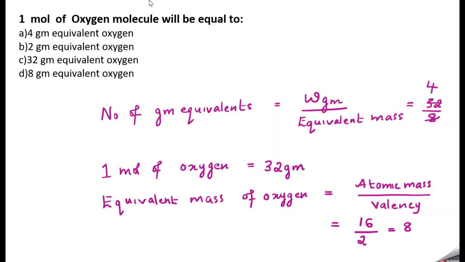So tell me how many gram equivalents are there? 4 gram equivalents of oxygen. That means 1 mole of oxygen molecule will be equal to 4 gram equivalents of oxygen. So option A will be the correct answer.